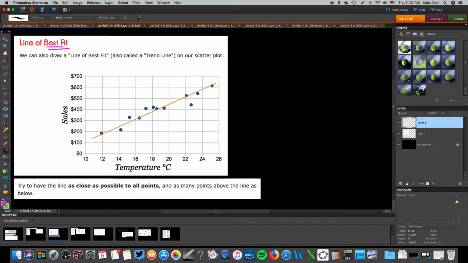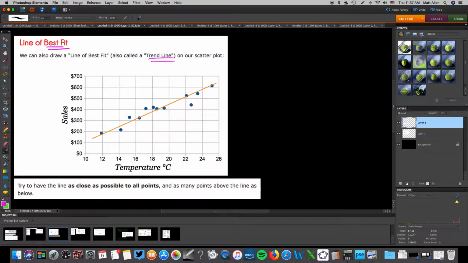Now, when we talk about a line of best fit, it is a line that is kind of describing the relationship or the pattern that's going on between our x and y variables here. So you'll notice here that it says we can draw a line of best fit, but that it's also called a trend line on our scatter plot. And this trend line's job is just to basically describe the trend between the data.